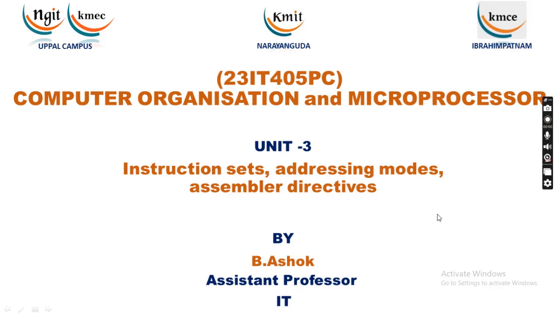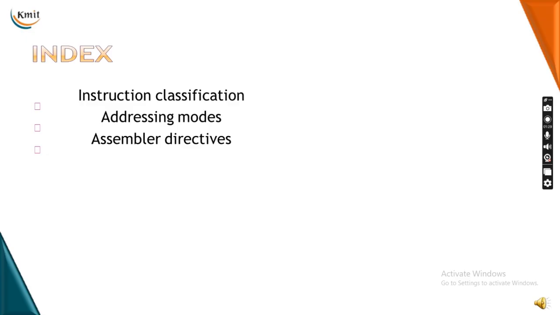So before going to the examples of programming for assembly language, we should know what are the various instruction sets we have, what are the various addressing modes we can address, and what are the various directives that tell the assembler what it needs to do. So we will just give an overview of the different instruction sets, addressing modes, and assembler directives. First we classify the instruction sets, then we are going to study addressing modes, and then assembler directives.